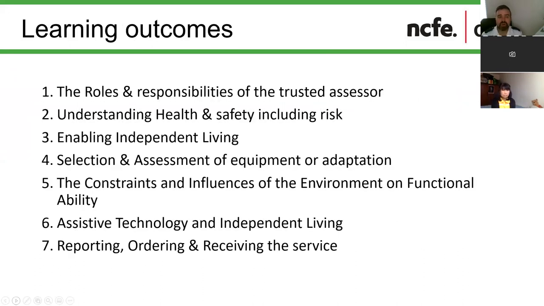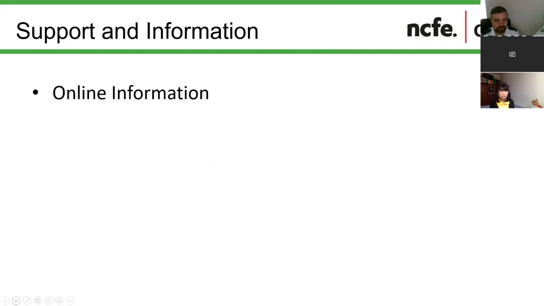So we're going to cover the roles and responsibilities of a trusted assessor, understand some of the basic health and safety, look at why this is important, so the enabling part of living independently, look at the selection of equipment and how you can select it, look at constraints that affect the environment and the area, look at assistive technology and how we can use that to promote independence in care, and look at reporting and ordering. But again, the reporting and ordering is borough-led, so it depends who your borough is.